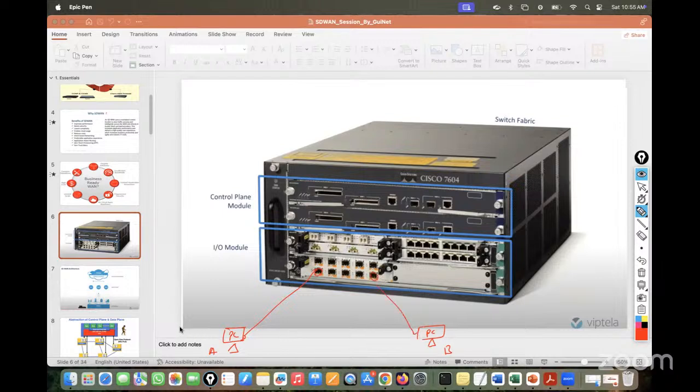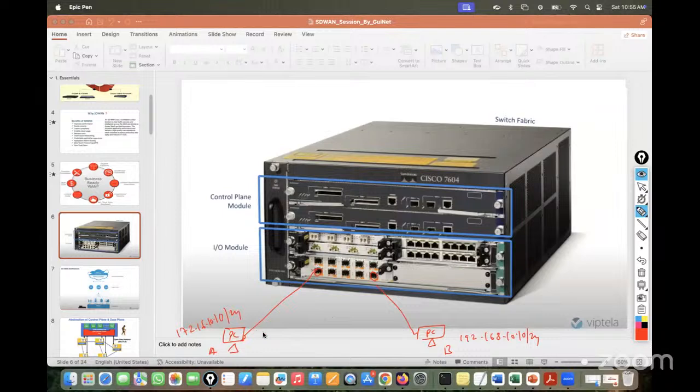Now this PC has the IP address 172.16.10.10/24. This one has the IP 172.168.10.10/24. These are my two LAN segments, which are connected to two different LAN networks.